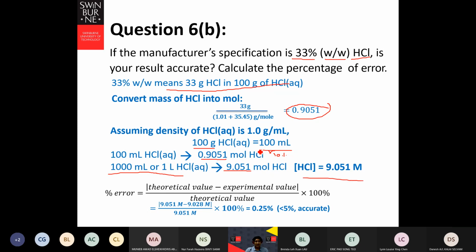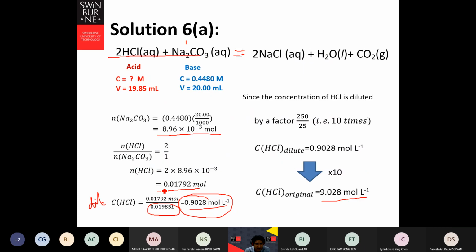So how much is the error, or how much is the difference? The theoretical value was 9.051, right? This is according to the manufacturer. So our theory is based on the manufacturer's value. So 0.9051, and we found 0.9028, right?